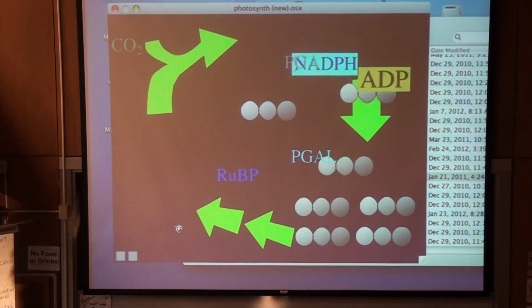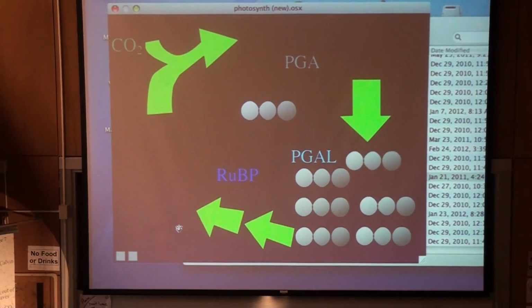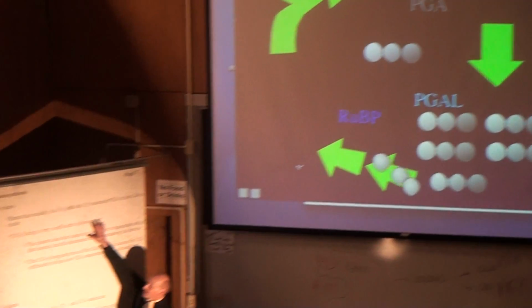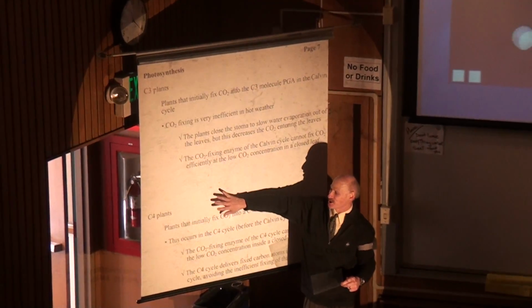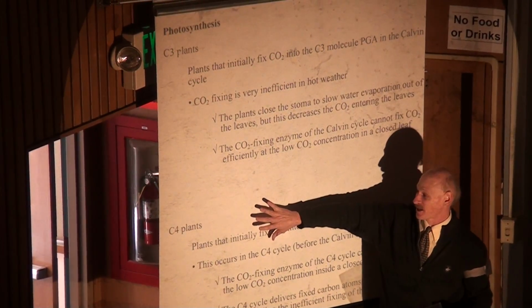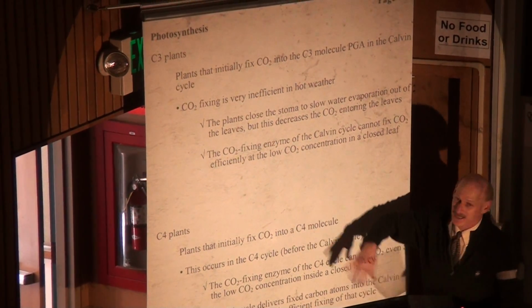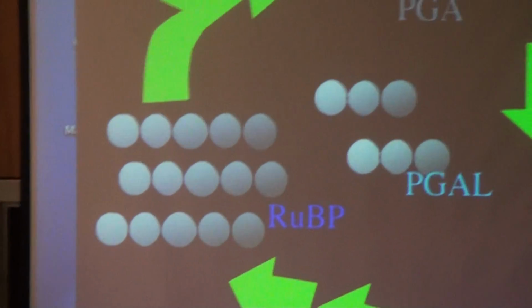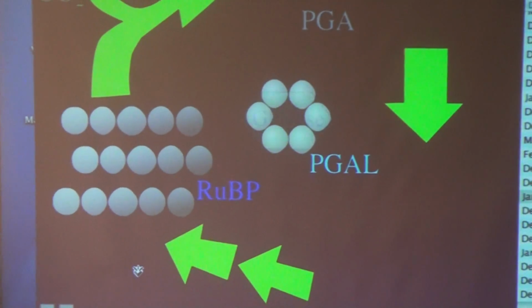The reason why I want to point this out to you, all these types of plants, C3 plants, is there's a variation on what I'm showing here in different types of plants. And these other types of plants are called C4 plants. But first, let me talk a little bit more about the C3 plants, and then I'll show you the variation.